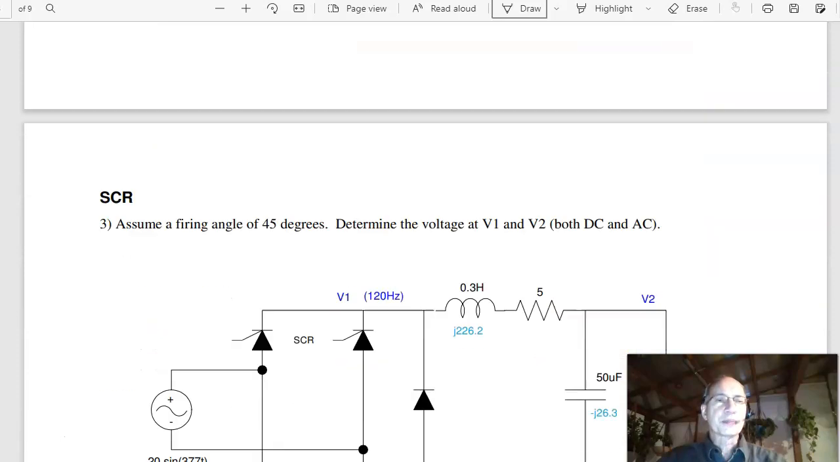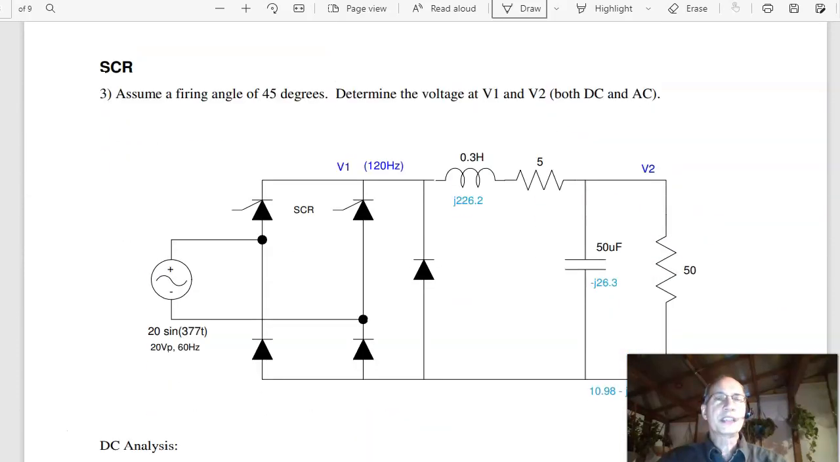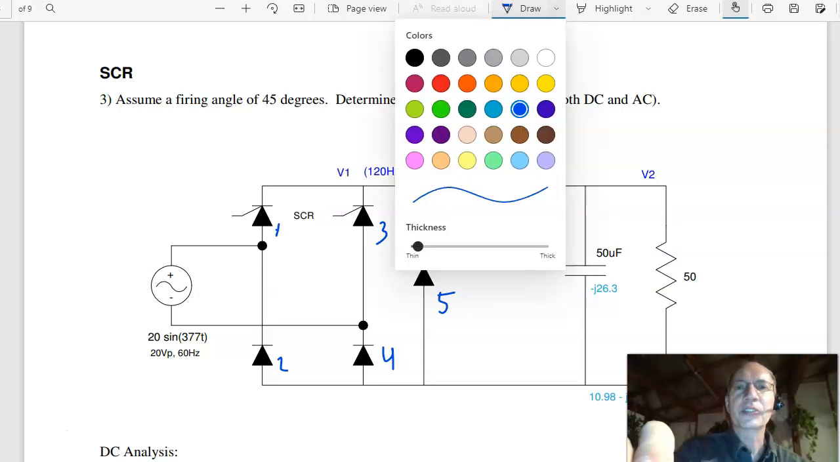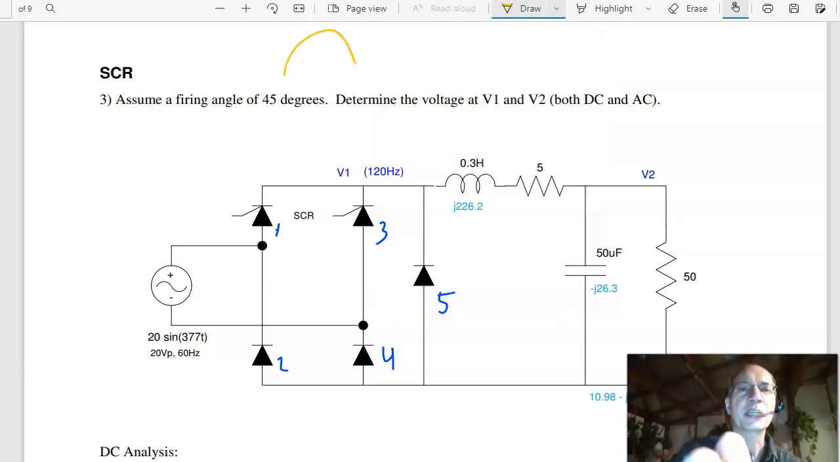Problem 3. This is an AC to DC converter. So what I have is I've got 3 diodes. What you wind up with is, let's just call these diode 1, 2, 3, 4, and 5. If these are just regular diodes, what happens is, let's try the input in yellow, the input is a sine wave like this.